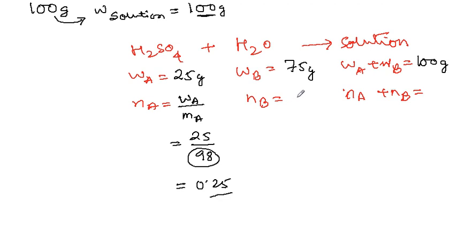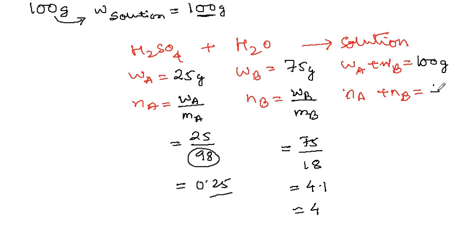Similarly, for the number of moles of B, we take the weight of B over the molecular mass of B. The weight of B is 75, and the molecular mass of water is 18. So 75 over 18 is 4.1. We can neglect 0.1 and write that it is as good as 4. So 4 and 0.25 together, the moles of the solution would be equal to 4.25. This is the total moles of the solution.